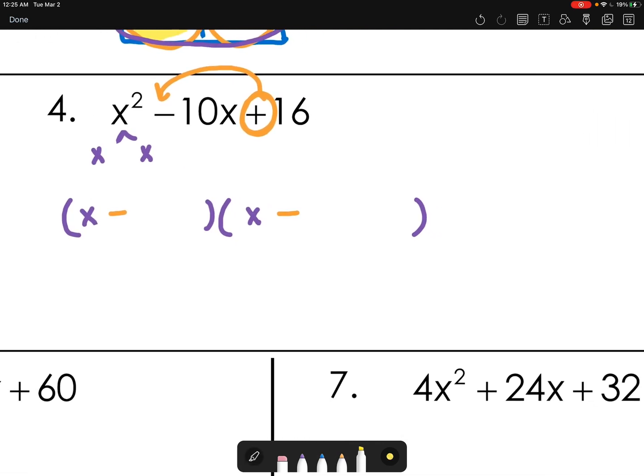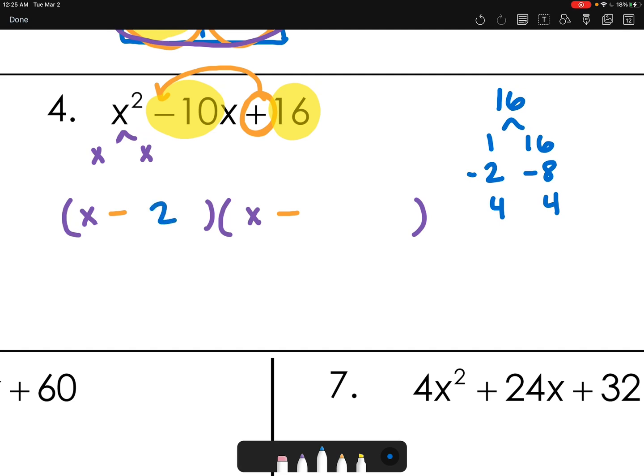Now is the puzzle, so I have to think what's going to multiply to 16 that adds up to negative 10. And so I'm going to take 16 off to the side. My factors are 1 and 16, 2 and 8, 4 and 4. So now I need to think which two numbers would add up to give me negative 10. Well, negative 2 and negative 8 would. And so 2 and 8 would go in my parentheses. So my final answer would be x minus 2, x minus 8.